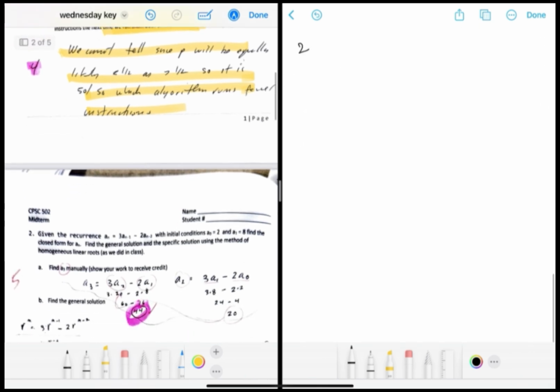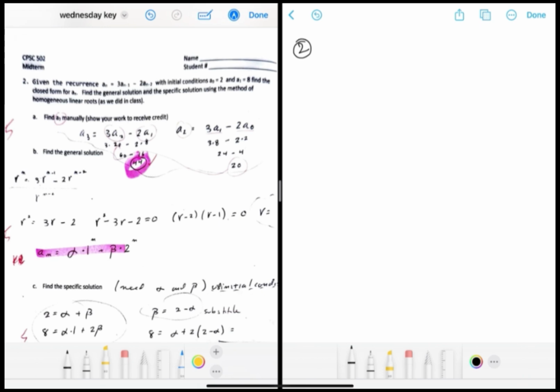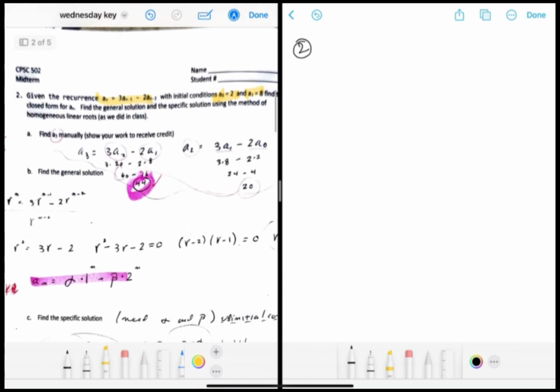And the second question is on homogeneous linear roots. For this question, we are given the recurrence a n equals 3 a n minus 1 minus 2 a n minus 2, with initial conditions a0 equals 2, a1 equals 8. Find the closed form for a n, find the general solution and specific solution using the method of homogeneous linear roots. The first question has 4 parts in it. The second question too has 4 parts.